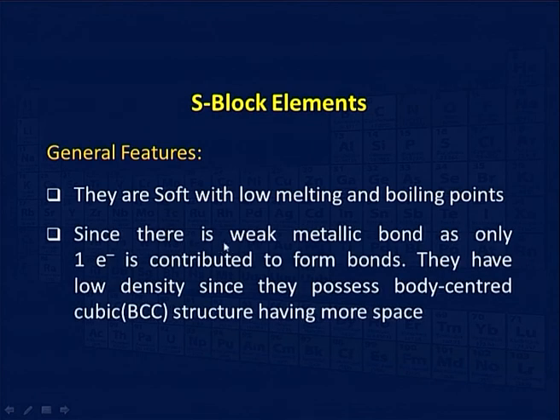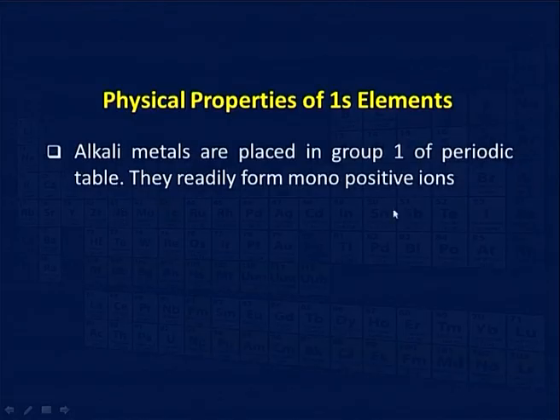Now, since there is only weak metallic bond present in them, as only one electron is contributed to bond formation, they have low densities, and since they possess body centered cubic structure, which I have already mentioned earlier, the structure having more space, and we know that density is nothing but mass by volume. Therefore, the densities are very low.